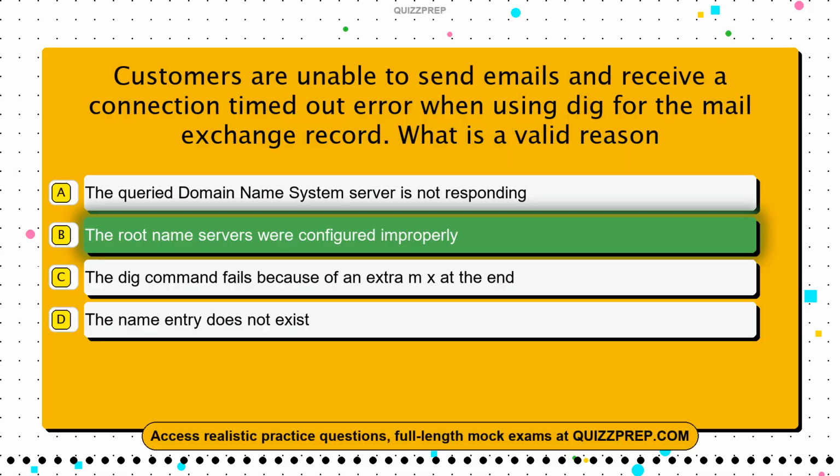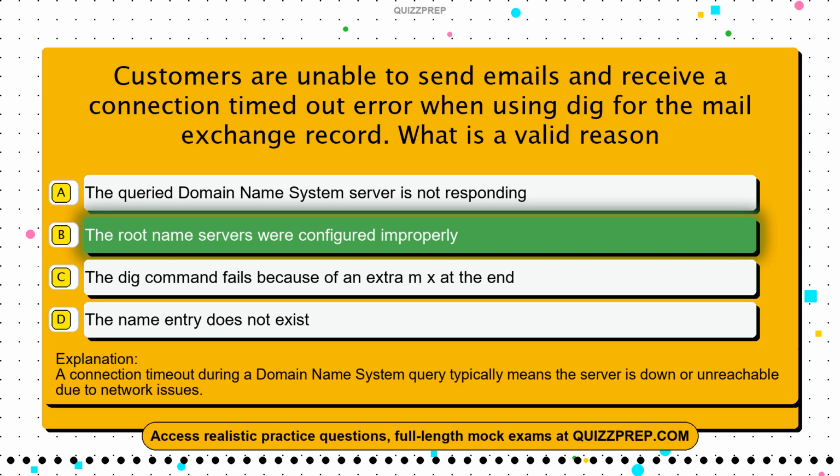The correct answer is option B. The root name servers were configured improperly. A connection timeout during a domain name system query typically means the server is down or unreachable due to network issues.